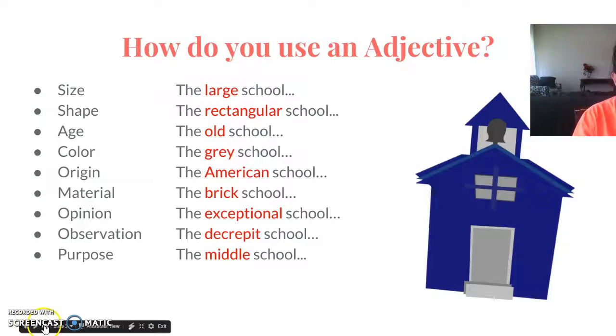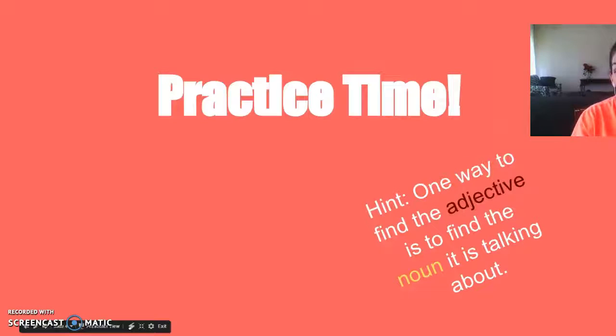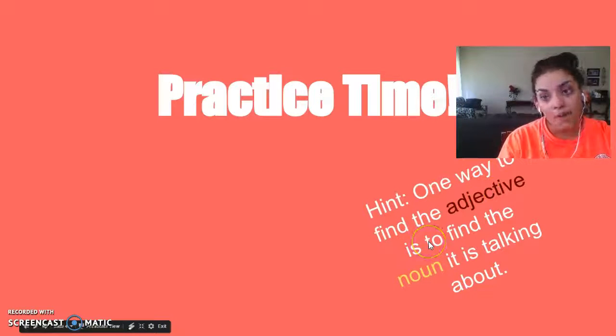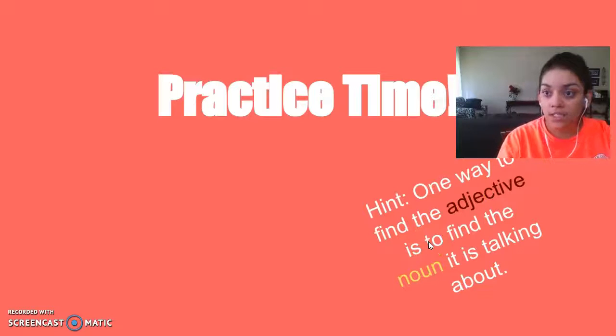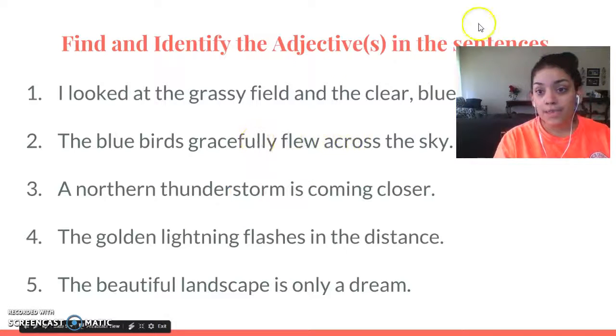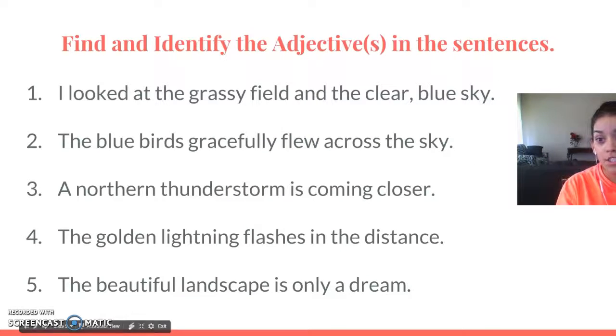Okay, moving on. So now it's time to practice. Let's practice together. One way to find the adjective in a sentence is to find the noun that it's talking about. That's one of the easiest ways to find adjectives. Okay, so these are my sentences. They're not as crazy as previous videos, but they still get the job done.